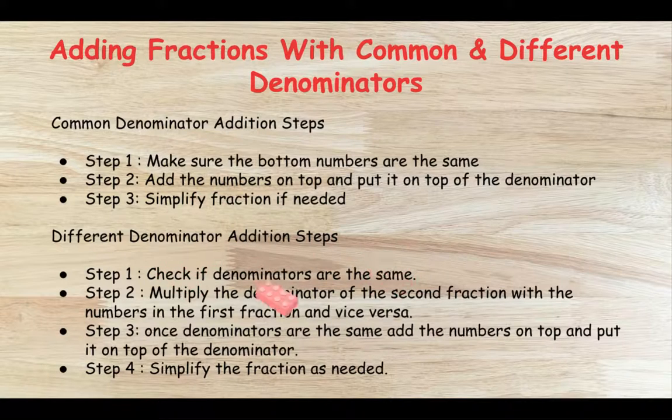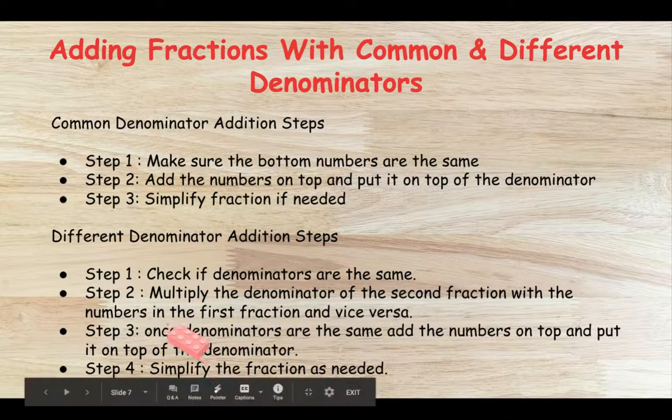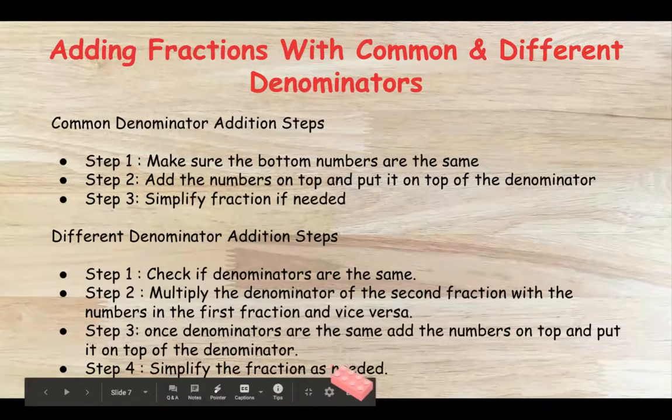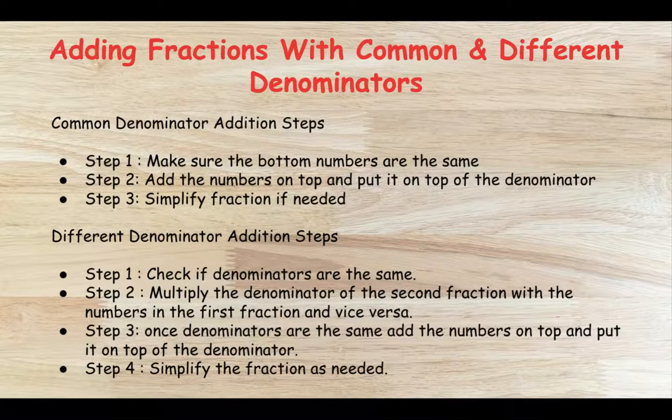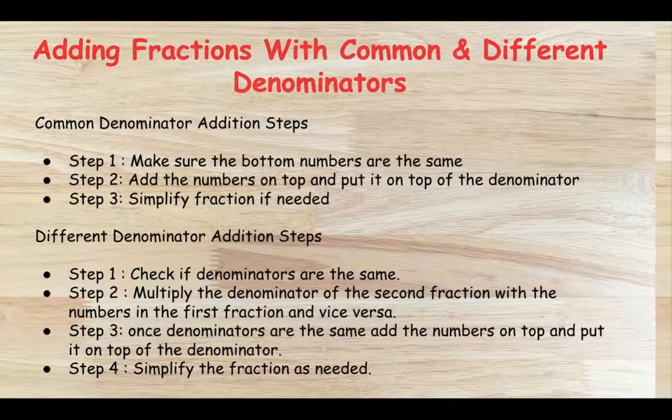If the denominators are different, multiply the denominator of the second fraction with the numbers in the first fraction, and vice versa. That is, the denominator of the first fraction with the numbers in the second fraction. Once the denominators are the same, add the numbers on top and put it on top of the denominator. Simplify the fraction as needed. Now let us visualize this strategy using Lego.